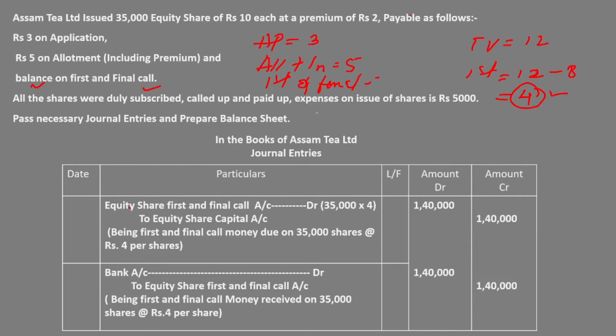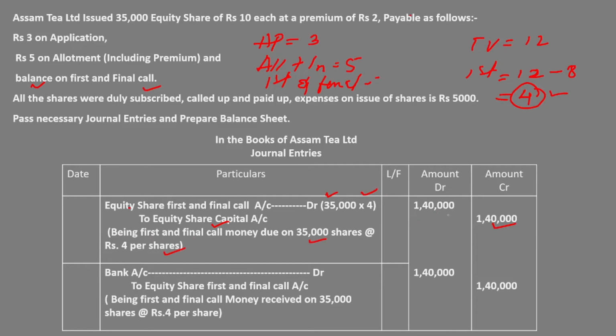First of all, we will pass journal entry for due. The journal will be equity share first and final call account debited to equity share capital. Amount will be 35,000 into 4 because the balance amount is 4. You will get 1,40,000. And for equity share capital also the value will be 1,40,000. Your narration will be: being first call money due on 35,000 shares at the rate of rupees 4 per share.